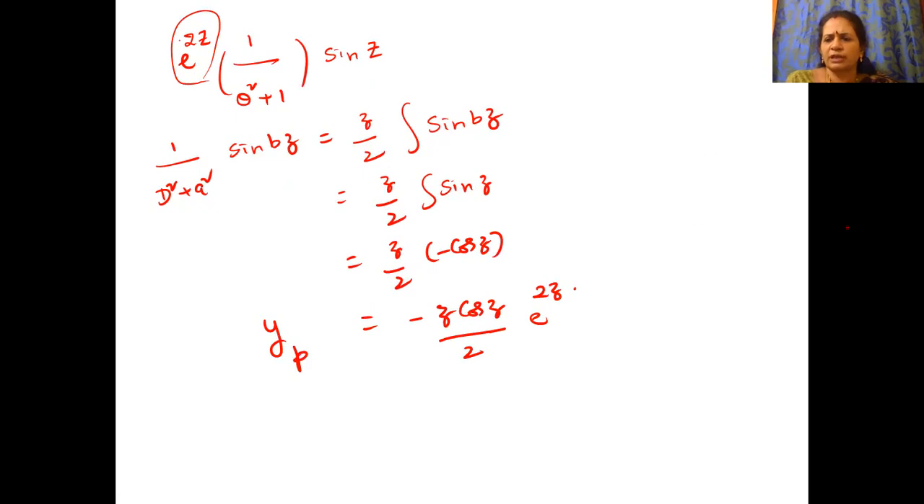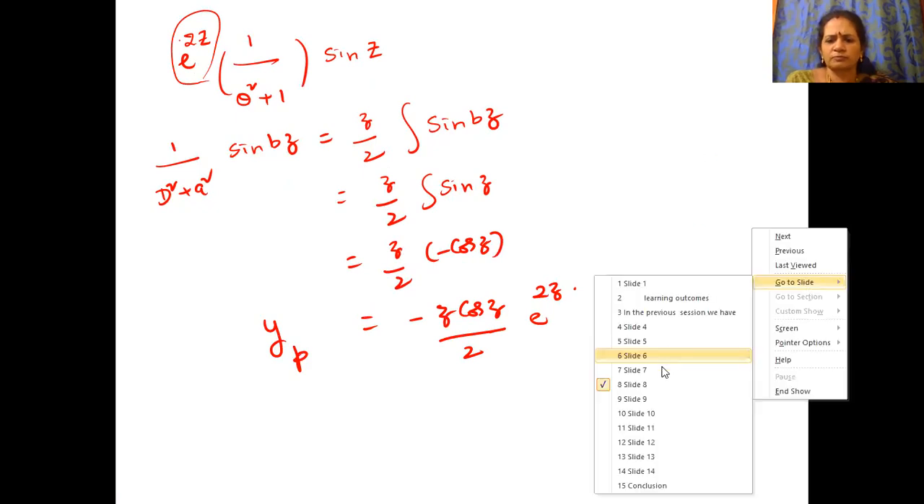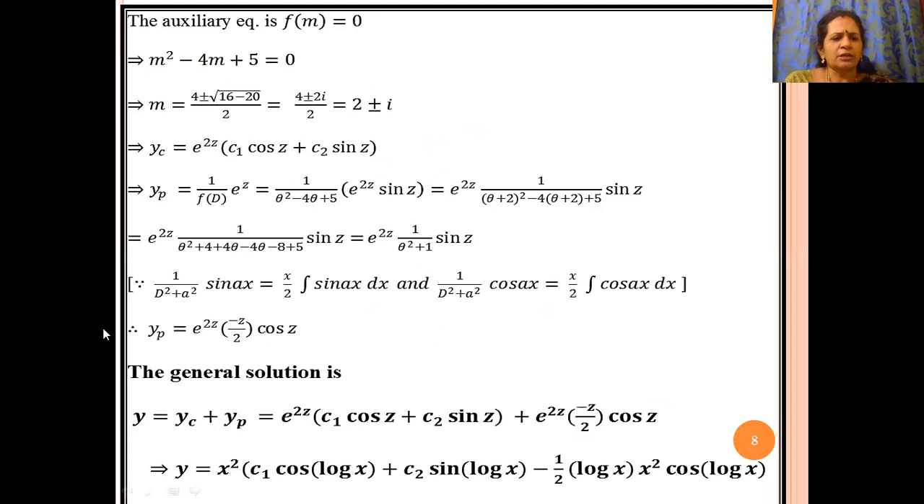So go to the slide, we are on the 8th slide, right? What we got here using this formula is e power 2z into minus z by 2 into cos z. So this is the way to find out yp using this formula. Using yp and yc, we can put it in the general solution. Therefore the general solution is y is equal to yc plus yp. So this is the general solution of the given differential equation.